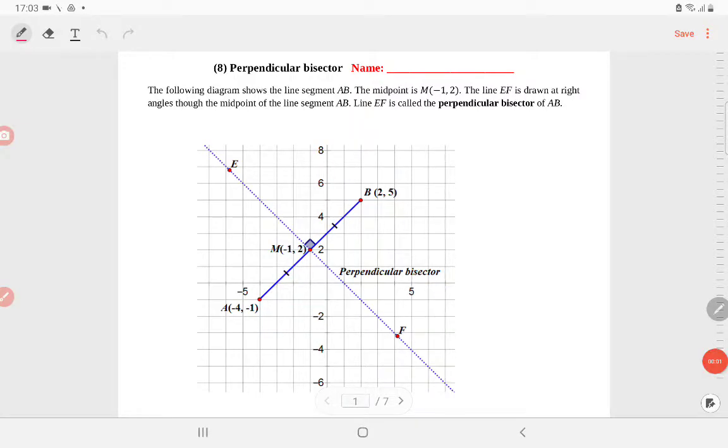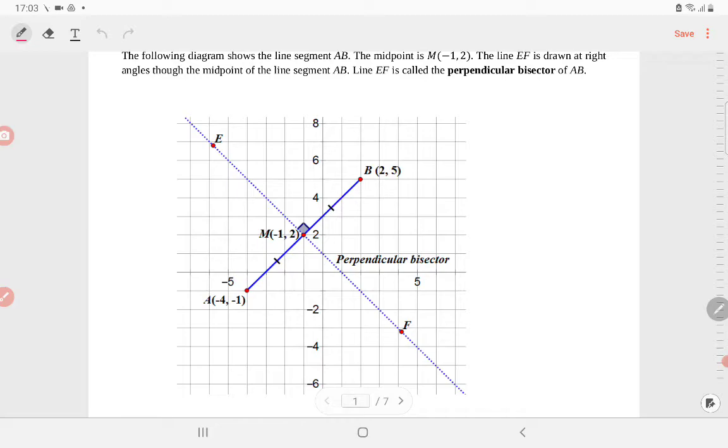Okay, in this lesson we'll learn how to find the equation of a perpendicular bisector. The picture here shows a line segment AB. That's this line in blue. And we have the coordinates (-4, -1) and (2, 5). Your job here is to find the equation of this dotted line here.